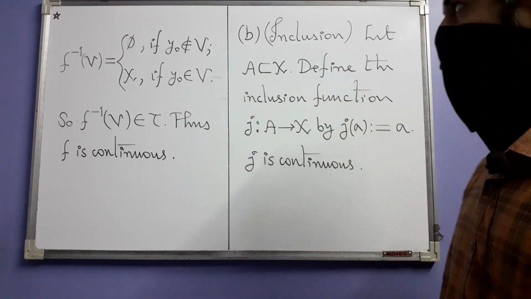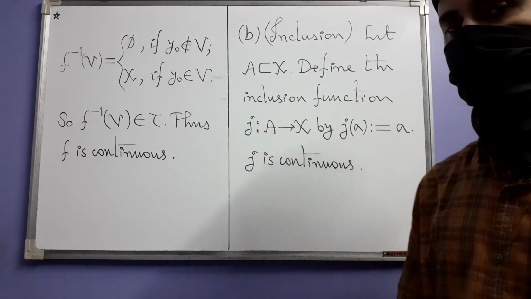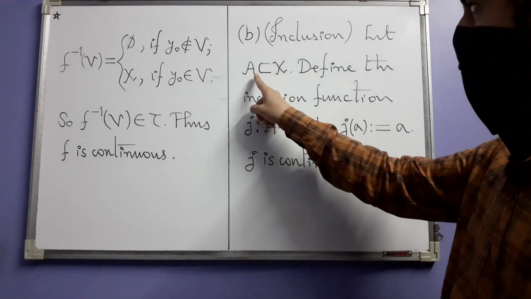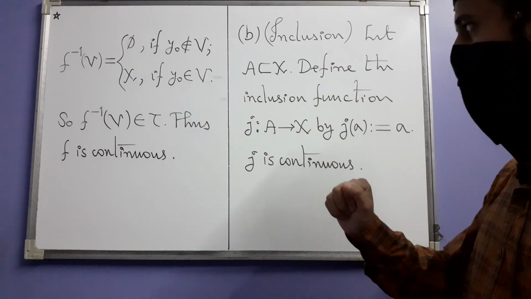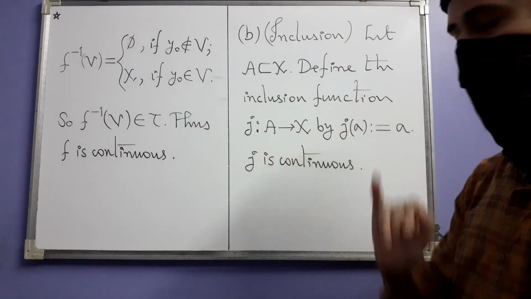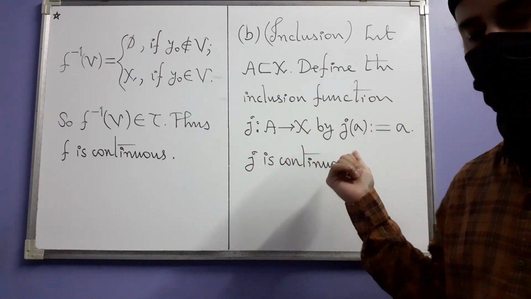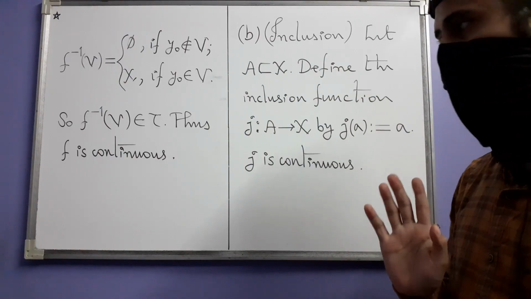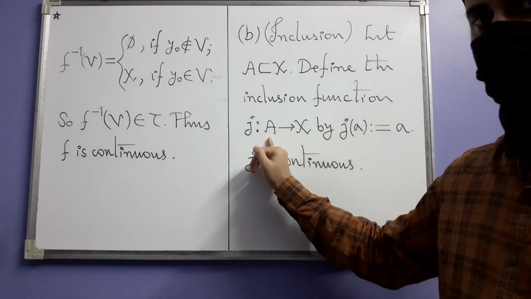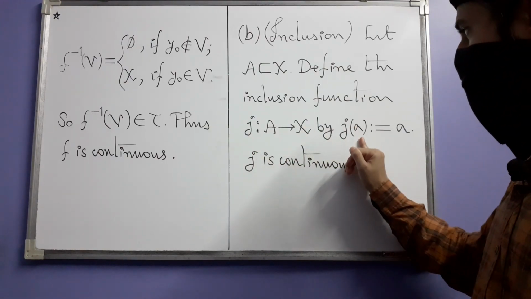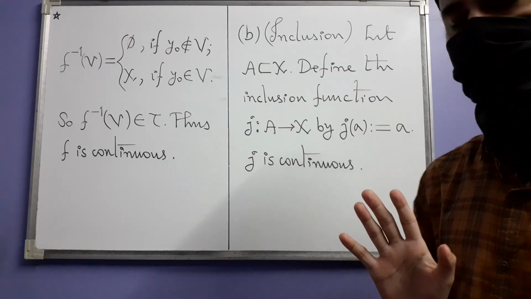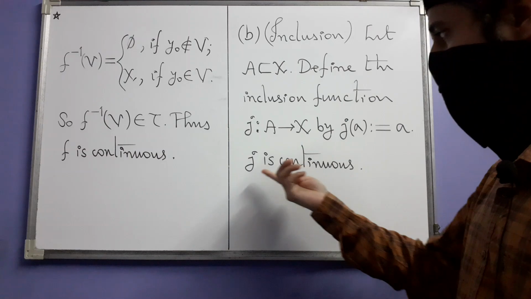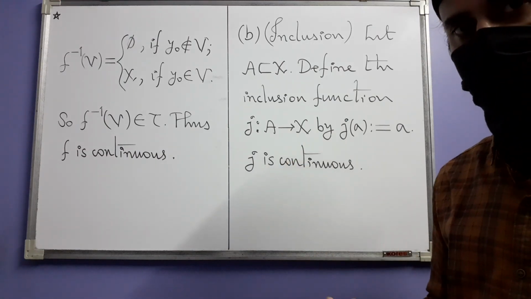Next, part B, it is about inclusion functions. Let A be a subset of X, then you can define the inclusion function j from A into X by the following rule. j basically does not do anything. You take any point from A, say small a, and apply j on it, you get a back. So that's the function. The claim, of course, here again is that j is continuous.